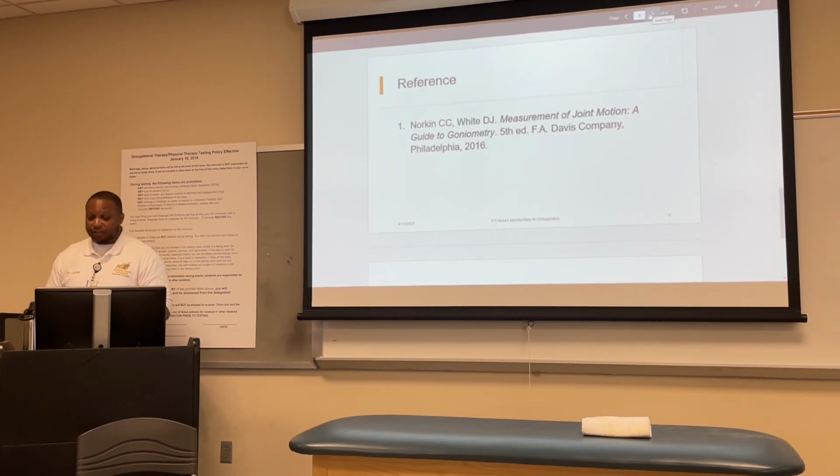This is your reference. This is your hallmark reference for every joint, which is Norkin and White, and what to do. So going back to review the hip, which is good. Thank you, Kendall, for pointing it out. We want to use the towel roll so that the hip joint is at what degrees? 90 degrees. So good.